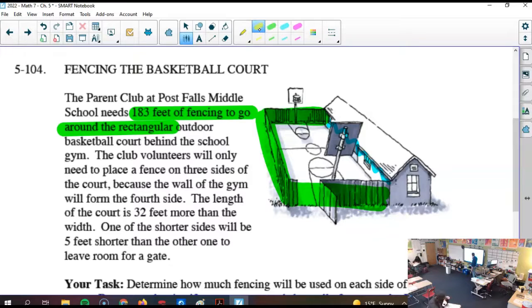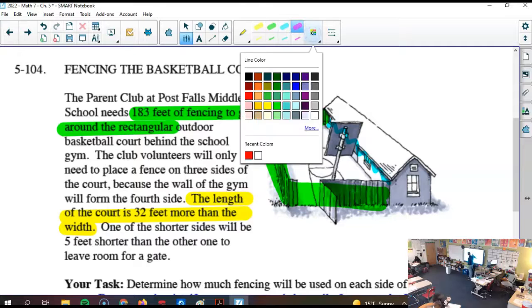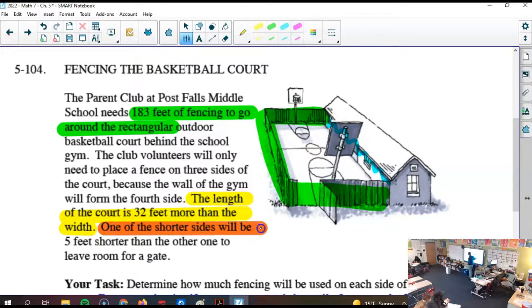what else do they tell us? What's the next important thing? Can anyone spot it in the problem? Length of the court is 32 more feet than the width. Ooh, Vincent is saying the length of the court is 32 more feet than the width. Ooh, one of the shorter sides will be 5 feet shorter than the other. Because the gate.